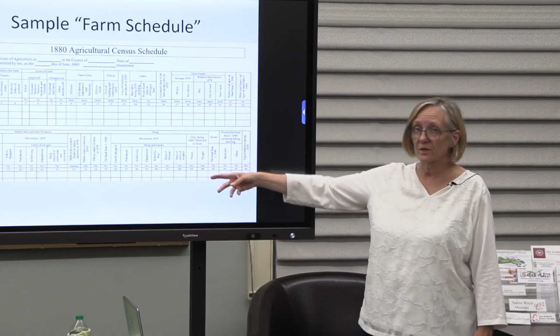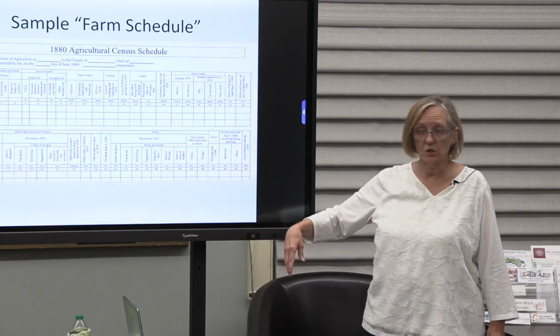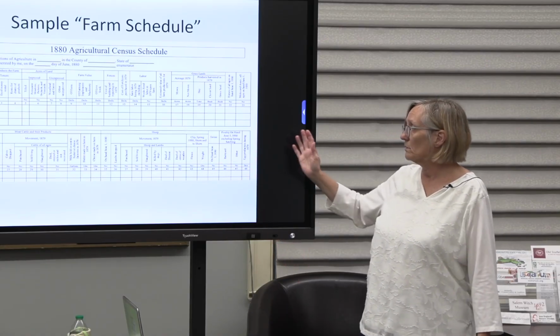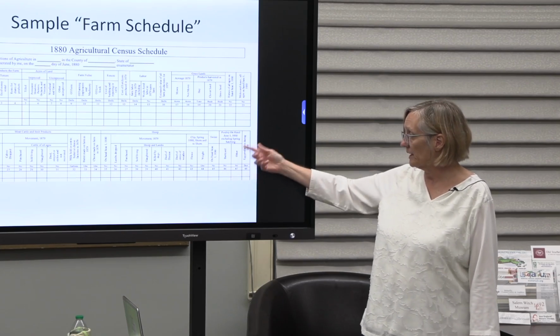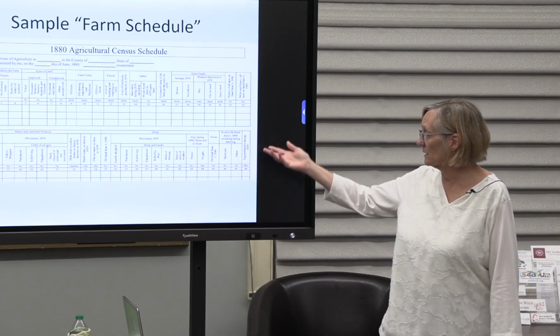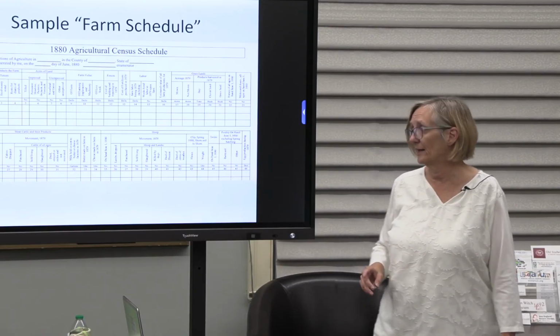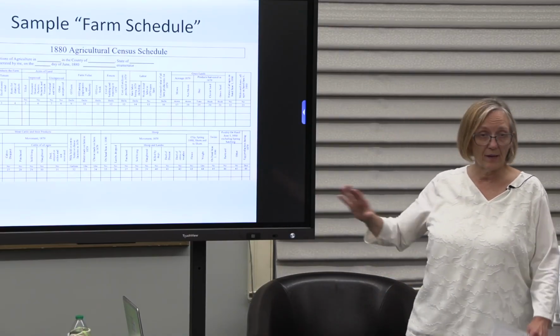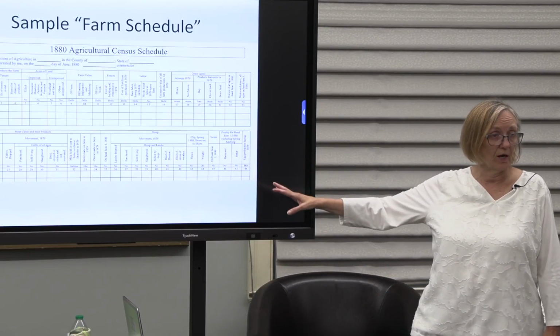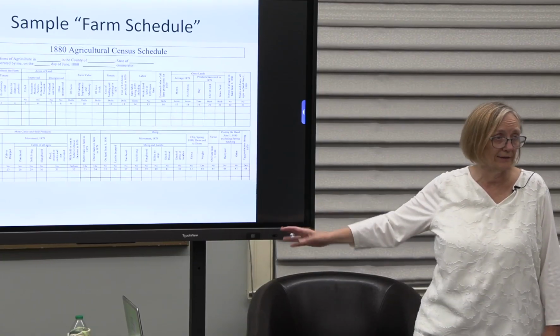Did you clip and do something with the fleece from the sheep? So lots of information. Here's your poultry, what you had on hand, excluding your spring hatching. You didn't have to count those. Now your farm had to be a certain size to even qualify for this. So Grandma who had 2 chickens in the backyard is not going to be on the farm schedule, okay?